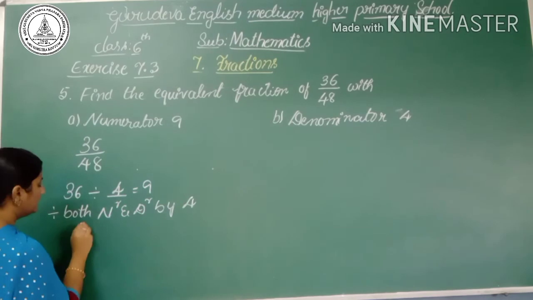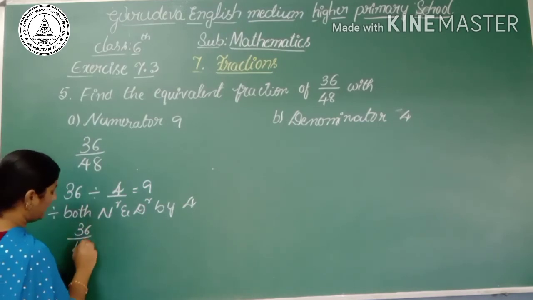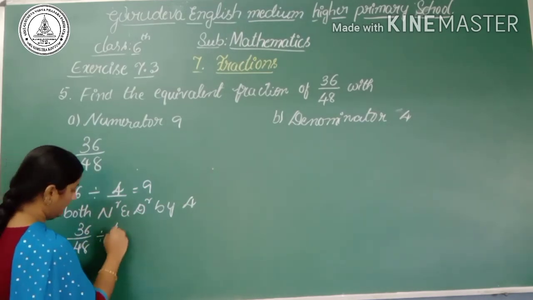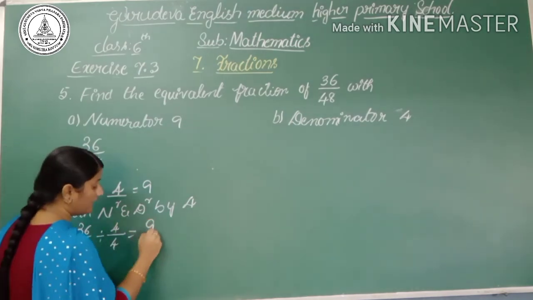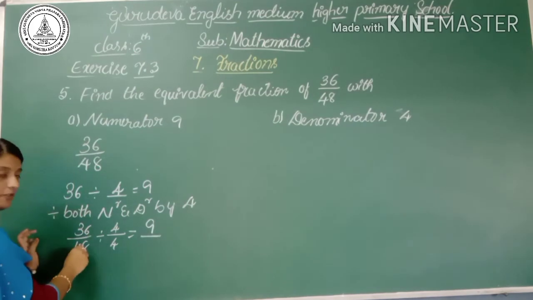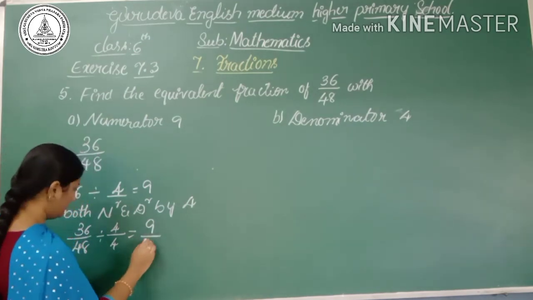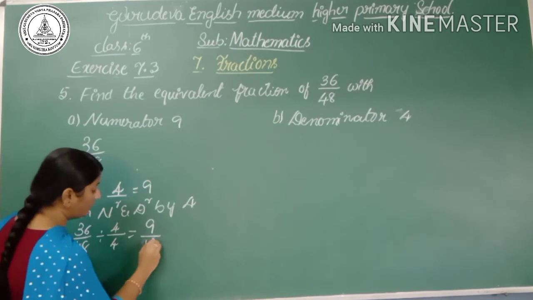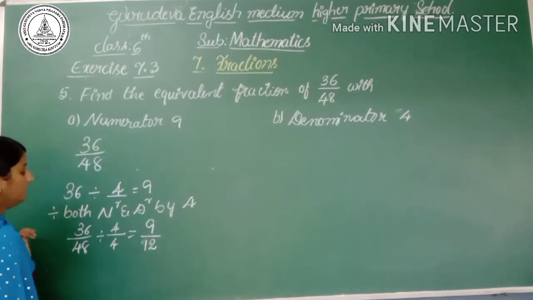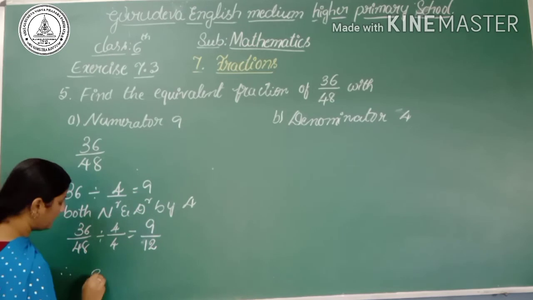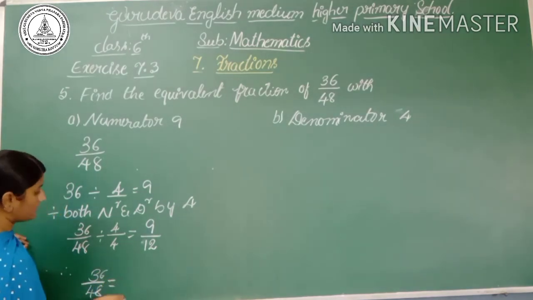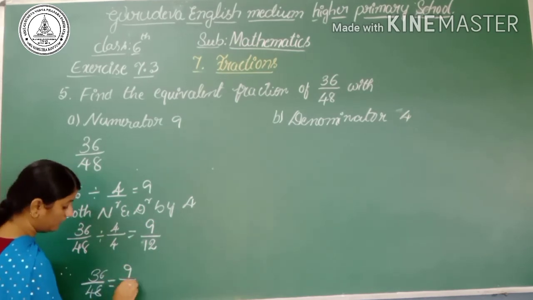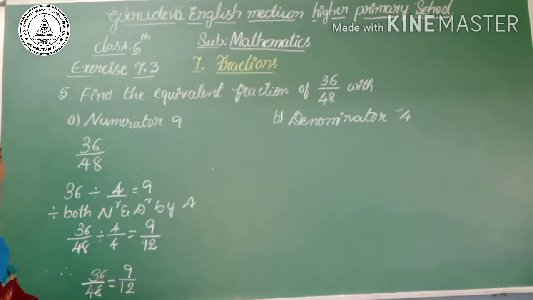This is what we get here: 36 divided by 4 and 48 divided by 4. 4 times how much is 36? 4 9s are 36. Then 4 times how much is 48? 4 12s are 48. Then the equivalent fraction is 36 by 48, which equals 9 by 12. Yes, it is the equivalent fraction having the numerator 9.